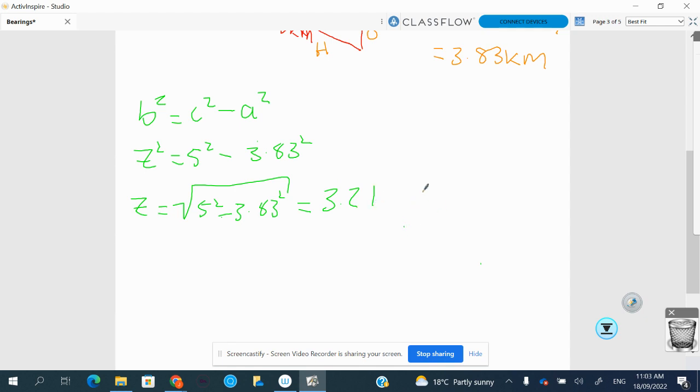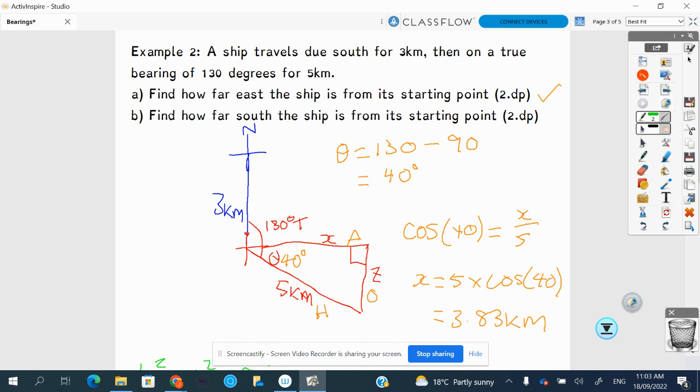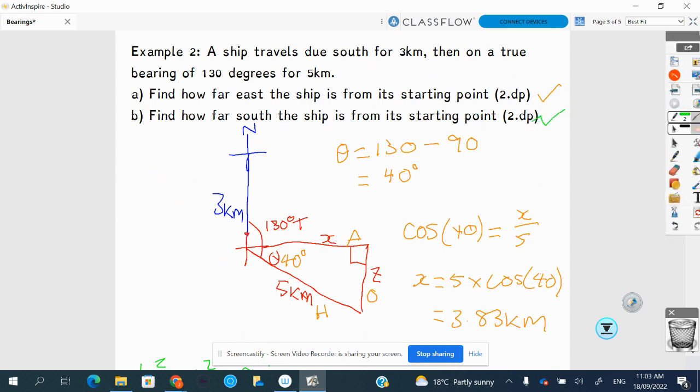3.21. Now we still need to add this to the 3 kilometers that the ship originally traveled south. So our final answer is going to be 6.21 kilometers. So that is now our answer for part B, and this question is complete.